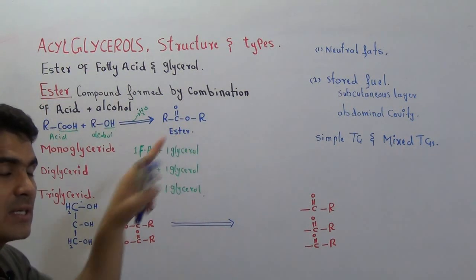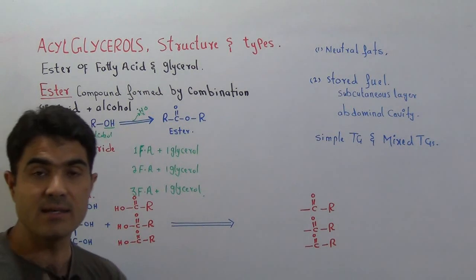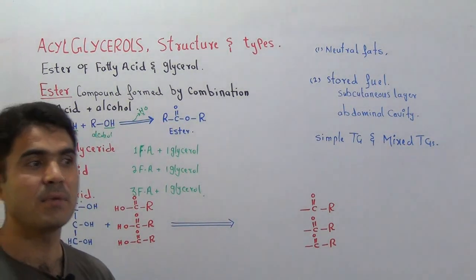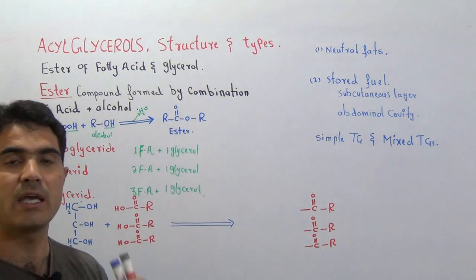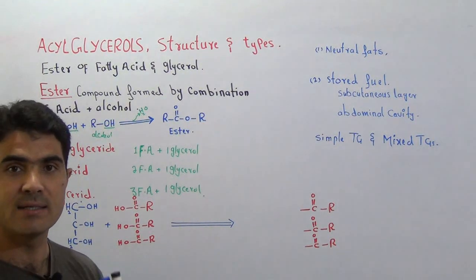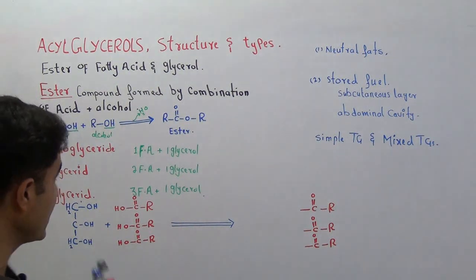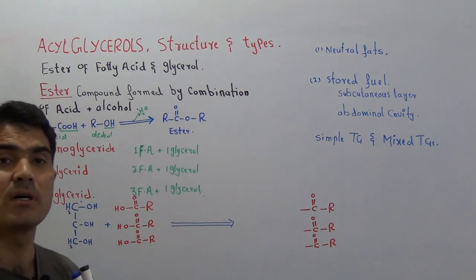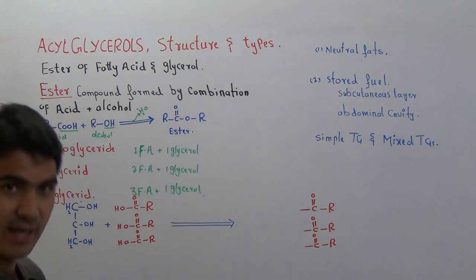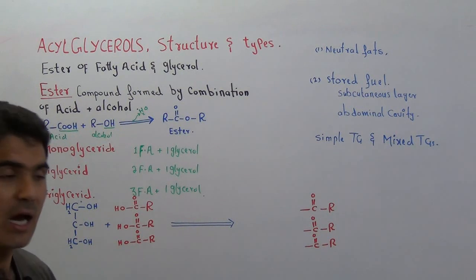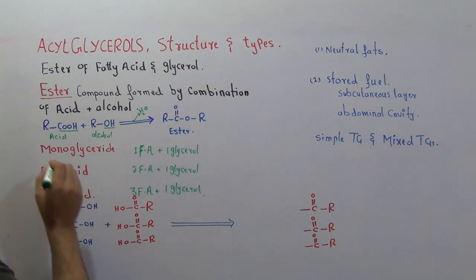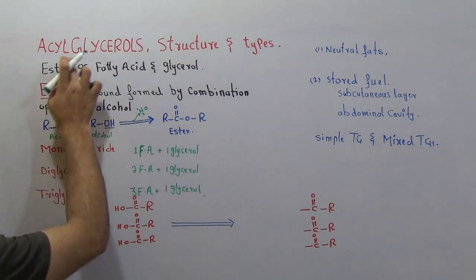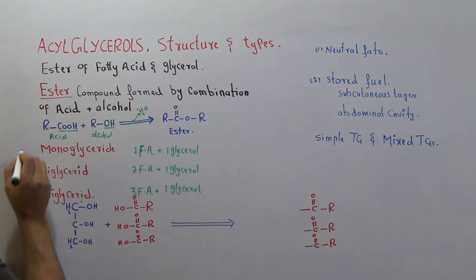So when we say acylglycerol is an ester, definitely one thing comes to our mind, that this is formed by an alcohol and an acid. And today we will give you some more important examples of the acylglycerol, and also you will get how these are combined and structure wise. Now the acylglycerols are of three types.